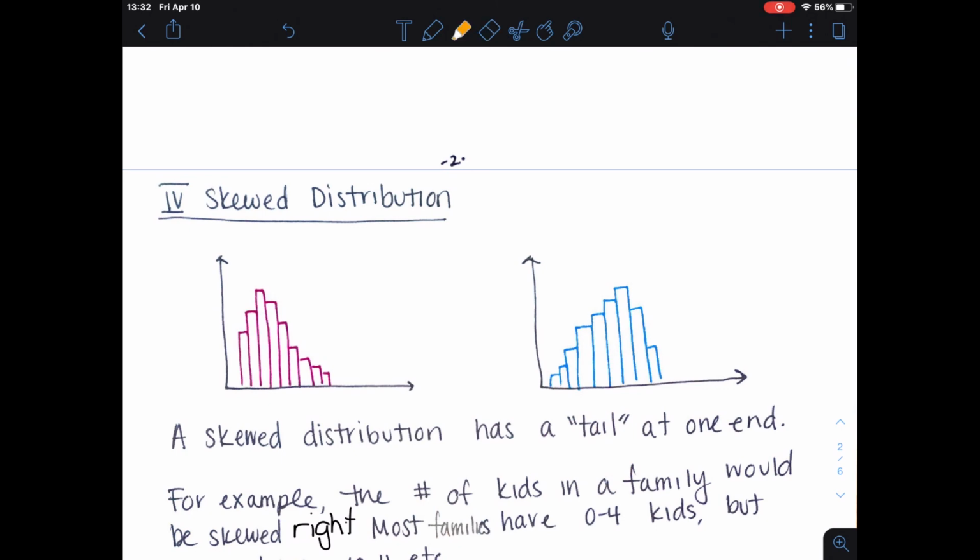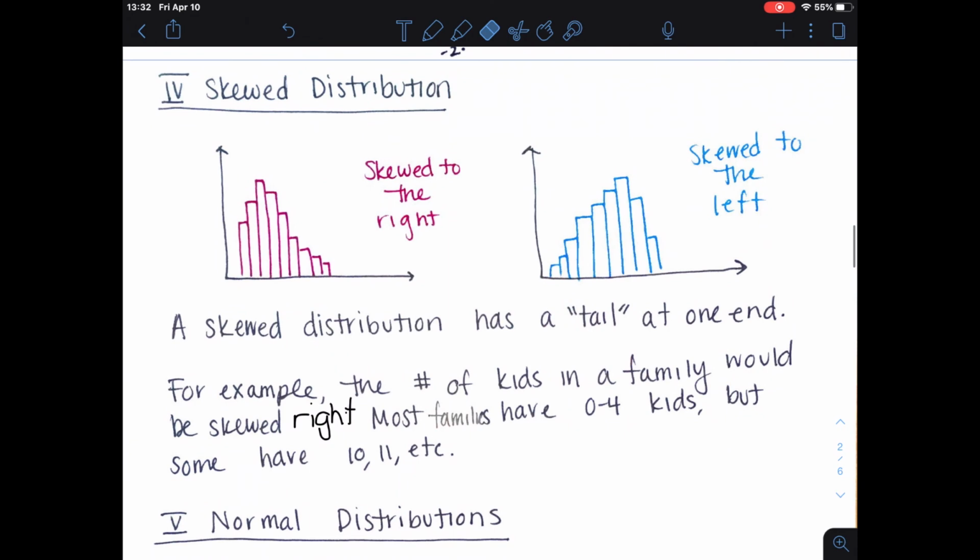You would think that this particular instance is going to be skewed to the left because most of the data is on the left, but it's really skewed to the right. And then here, your tail end is on the left-hand side, which is why it's called skewed to the left. So the tail indicates the direction of it. You're going to have one longer portion that occurs less frequently.